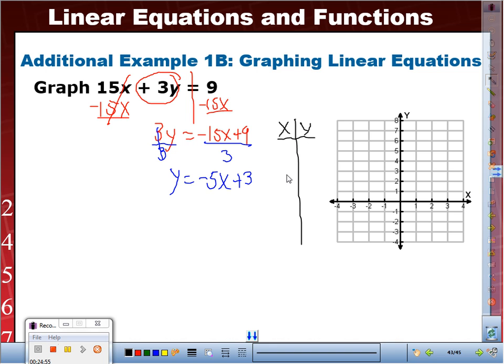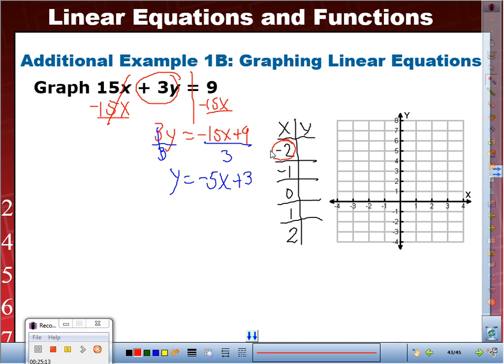Tell your neighbor the domain we're going to use. Negative 2, negative 1, 0, 1, 2. So fill it in, please. Do that by yourself. I'll just help you with the first one. Here we go.